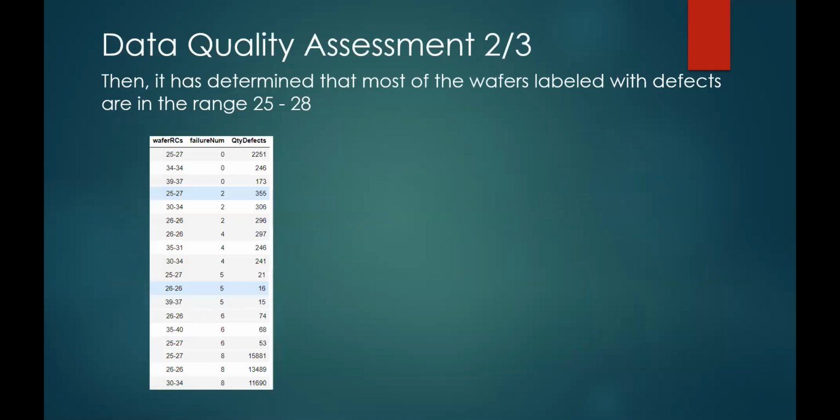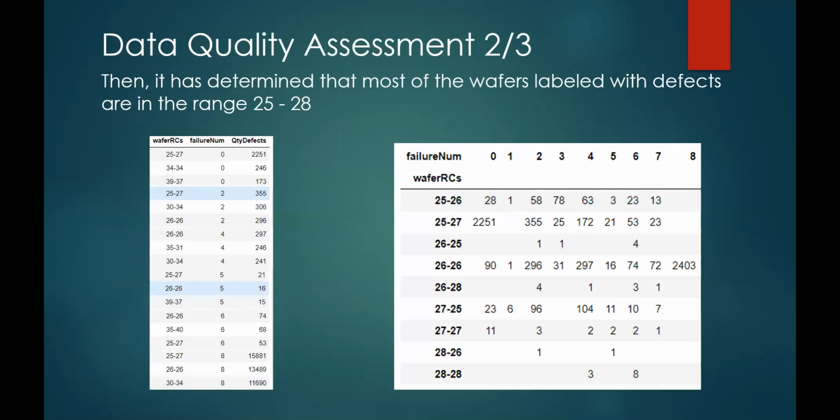The data set was classified by wafer shape and total quantity of defects. Then it extracted the top 3 of each one. As a result, it was found that most of the defect cases are in the wafer shape range of 25 through 28, shown in the table below. In this case, as you can see, the 26 by 26 has the largest quantity of samples.